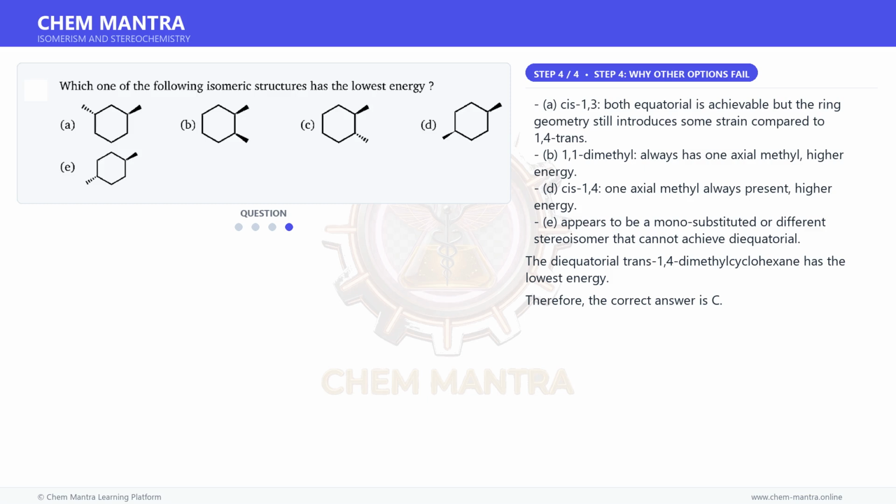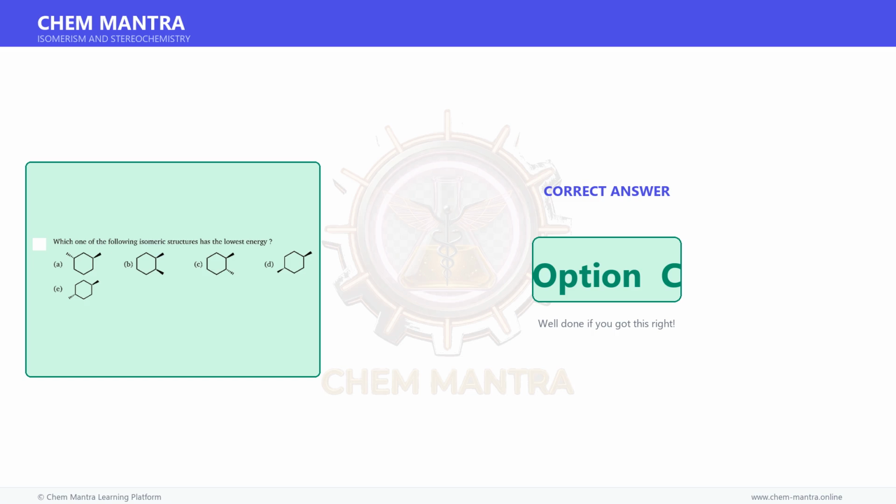A. Cis-1,3. Both equatorial is achievable, but the ring geometry still introduces some strain compared to trans-1,4. B. 1,1-dimethyl always has one axial methyl, higher energy. D. Cis-1,4, one axial methyl always present, higher energy. E. Appears to be a monosubstituted or different stereoisomer that cannot achieve diequatorial. The diequatorial trans-1,4-dimethylcyclohexane has the lowest energy. Therefore, the correct answer is option C.